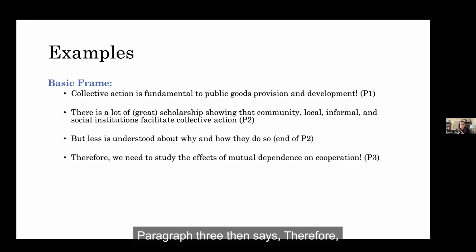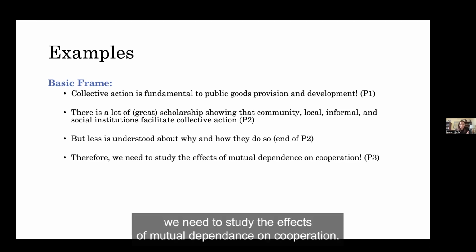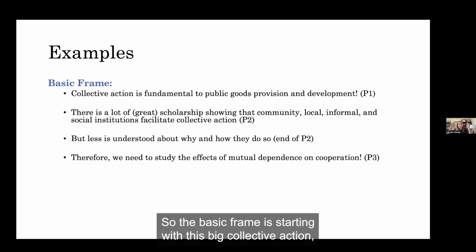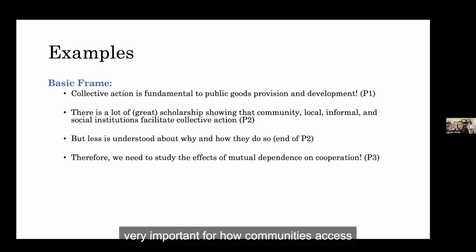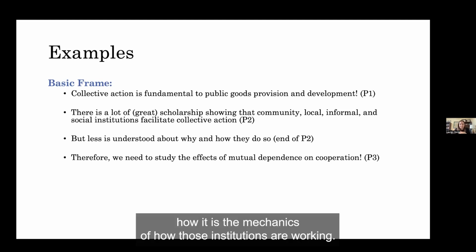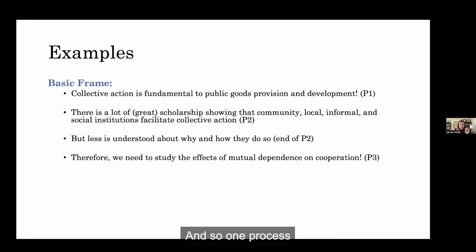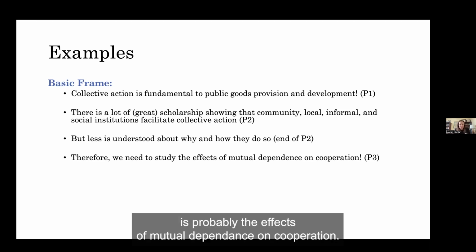Paragraph 3 then says, therefore, we need to study the effects of mutual dependence on cooperation. So the basic frame is starting with this big collective action, very important for how communities access public goods that they need, roads and bridges, local governance. But we don't really understand the mechanics of how those institutions are working. And so one process that contributes to this is probably the effects of mutual dependence on cooperation.